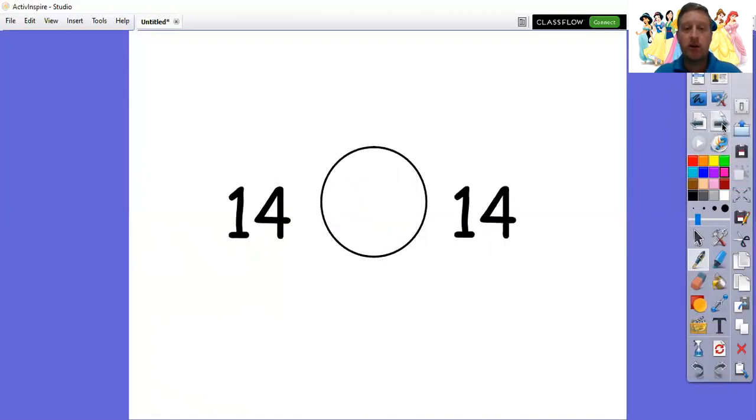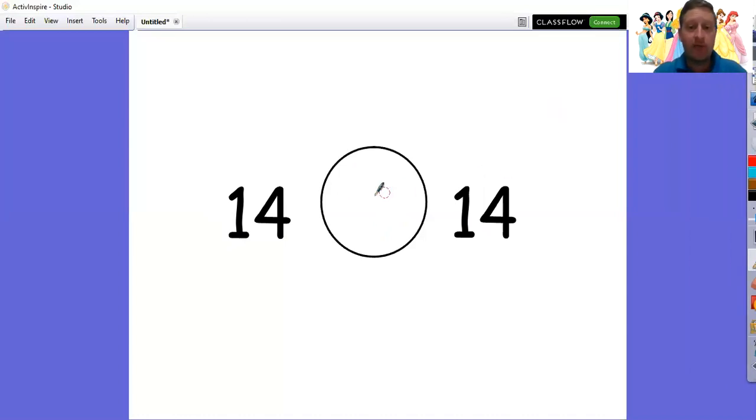Okay, and let's take a look at another example. Now we have 14 and 14. So the crocodile still wants to eat the biggest one. Do we have a bigger number? No, they're the same size, they're the same number. So for this one, the crocodile cannot eat one of them. So we have to say equal to. 14 is equal to 14.